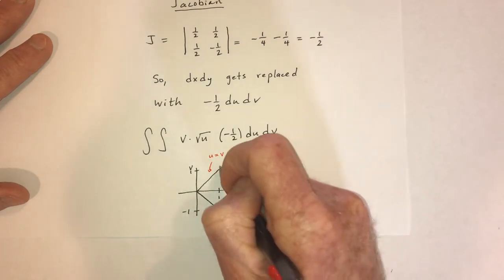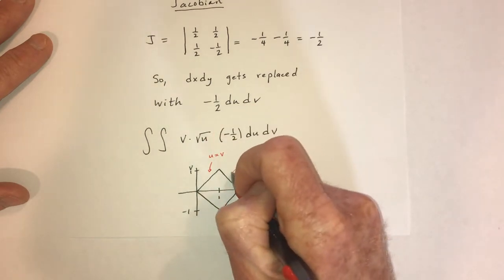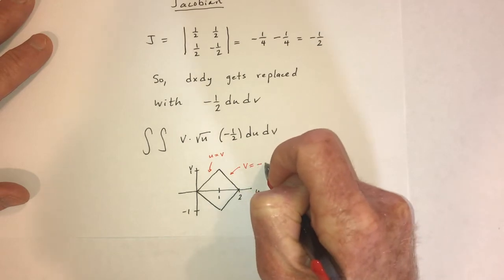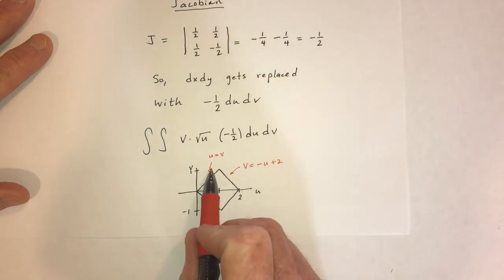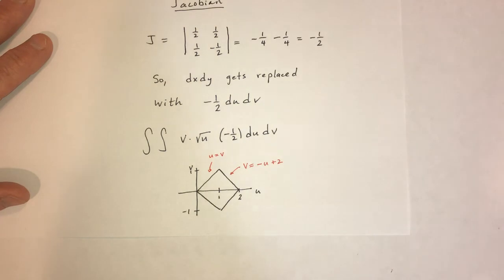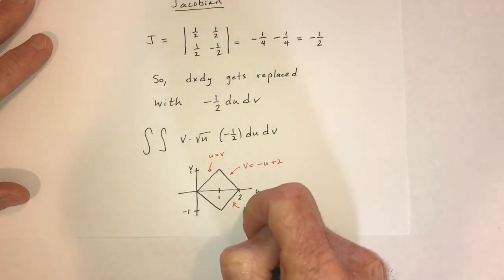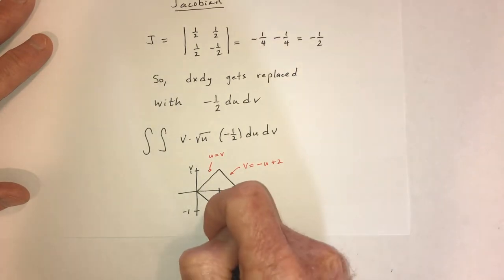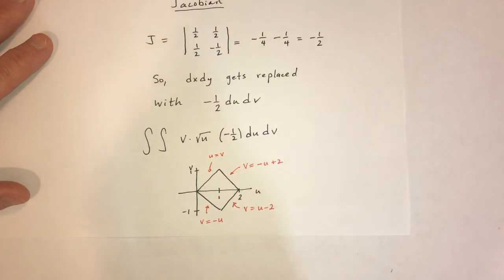This one has a slope of negative 1, and if you continued it up, it would cross at 2. So this one is the line v equals negative u plus 2. So that's a slope of negative 1, and then it would cross up here at 2. Likewise, this one is v equals u minus 2, and this one is v equals negative u.